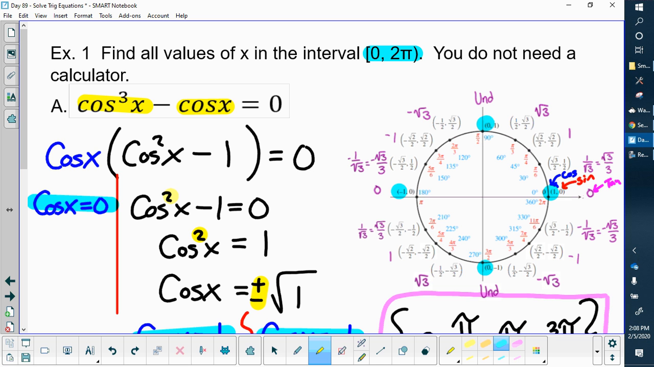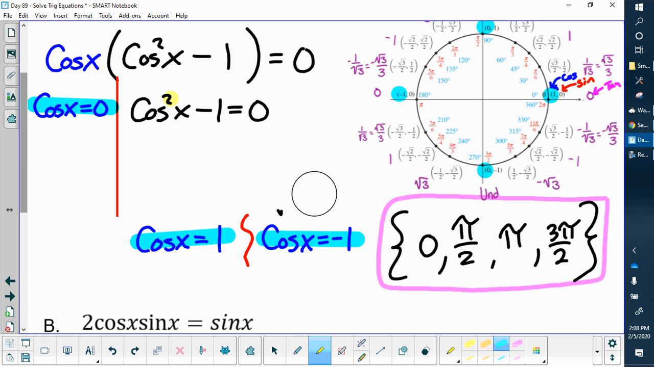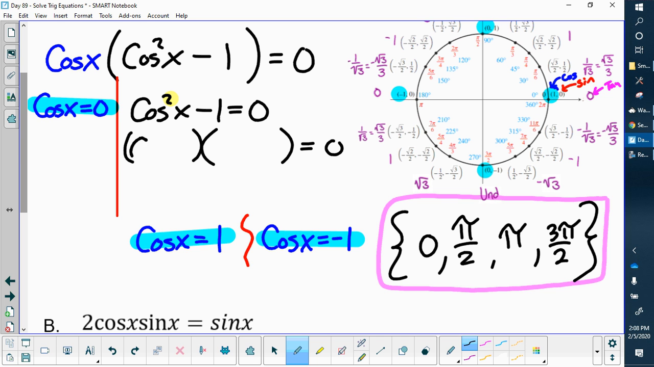Okay, let me show you the way I could have factored this, because I don't like this plus and minus business. People miss this all the time. I'm just going to get rid of some of this. This actually factors, doesn't it? Yeah, it's plus 1. This is the difference of 2 squares, right? So this is cosine of x plus 1 and cosine of x minus 1.